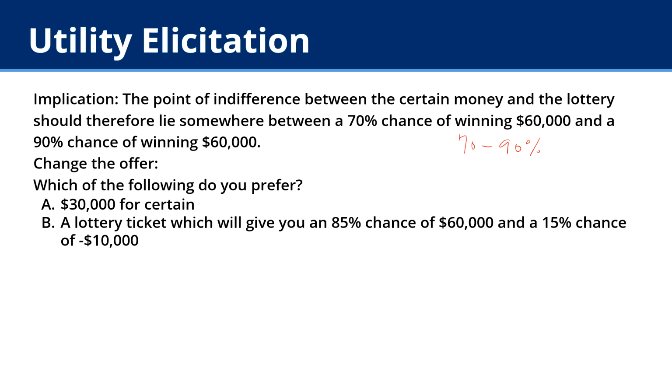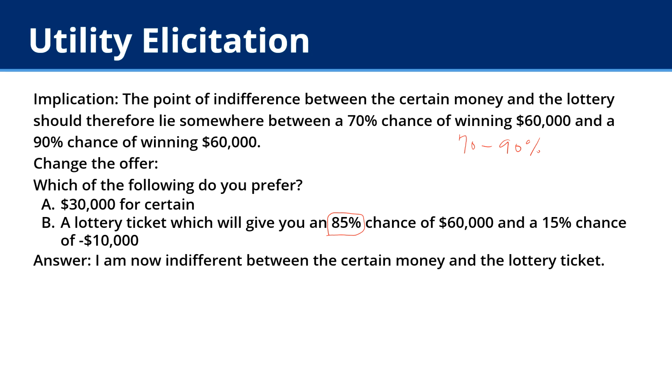We're still going to offer the $30,000 for certain, but now we're going to change the probability to somewhere between 70 and 90%. So we're going to pick 85% here. A lottery ticket that gives you an 85% chance of winning 60,000 and a 15% chance of losing 10,000. And for this offer, the decision maker says, I am now indifferent between the certain money and the lottery ticket. So they could take either option A or option B in this situation.